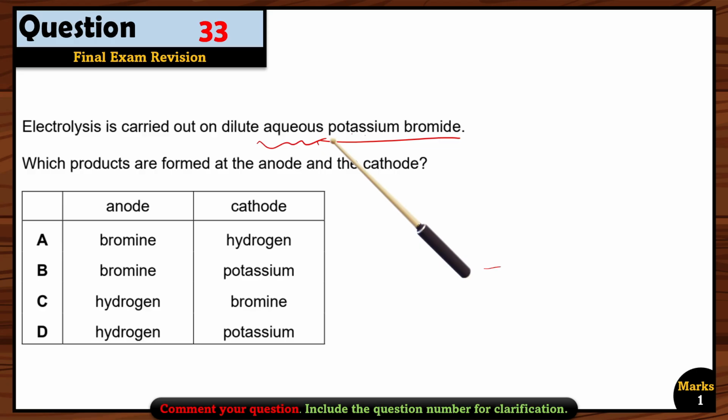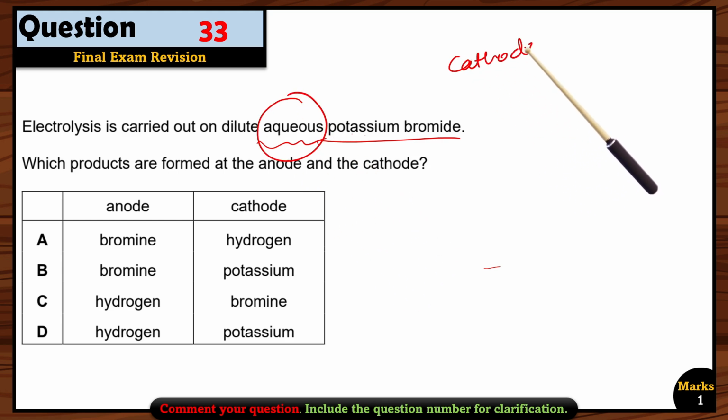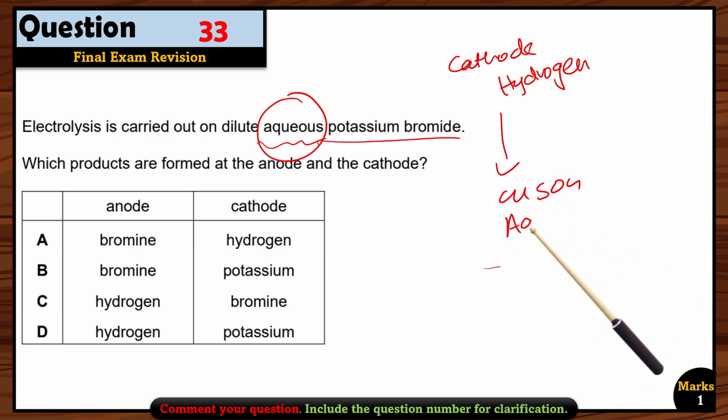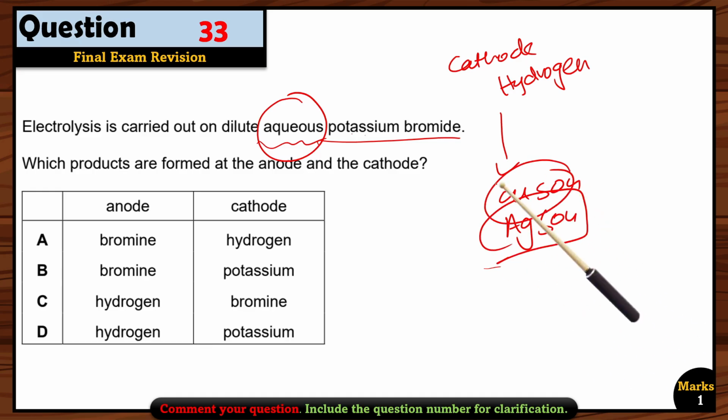So whenever you have a solution and the electrolyte is not in the molten form, at the cathode you are always going to get hydrogen. Remember that in solution form, you will always get hydrogen as a product at the cathode. The exceptional case is only for copper, in copper sulfate solution, or maybe the silver solution, where you will never get hydrogen.